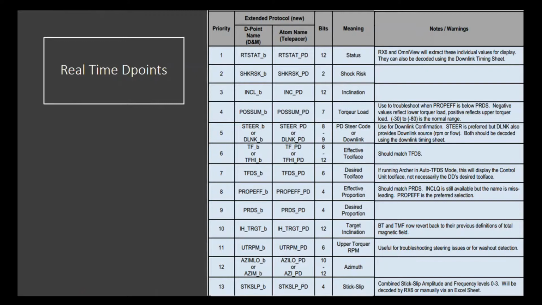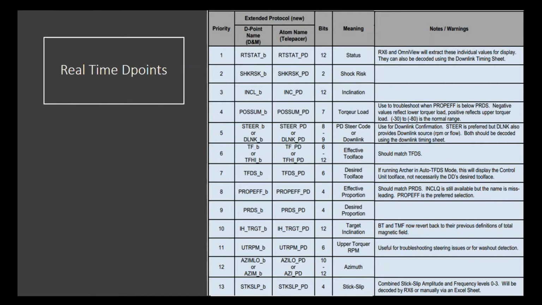Number 10 is your ink hold target. So if you're in ink hold or HIA, this is confirming what inclination the power drive is shooting for. So as you put your nudges in, if they are accepted, this number will reflect that change.